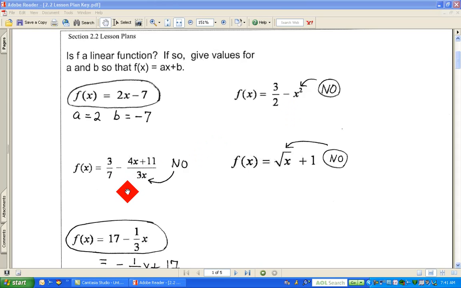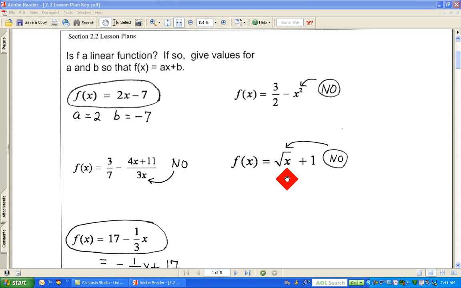The reason this next example that I'm pointing at is not a linear function is that a linear function is not allowed to have variables in the denominator. So that absolutely kills it. There's no point even looking beyond it.